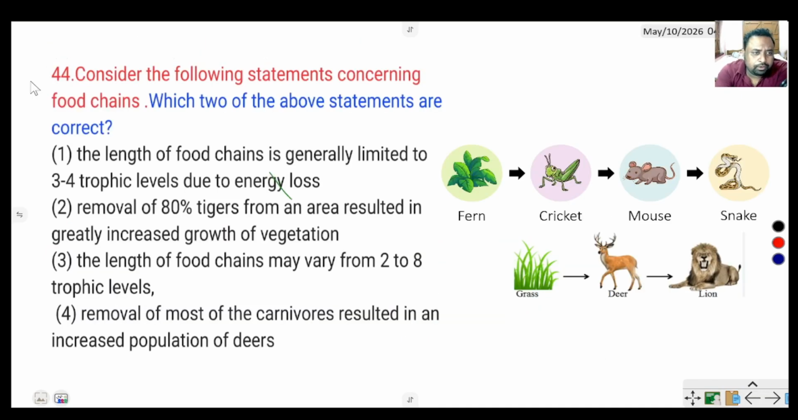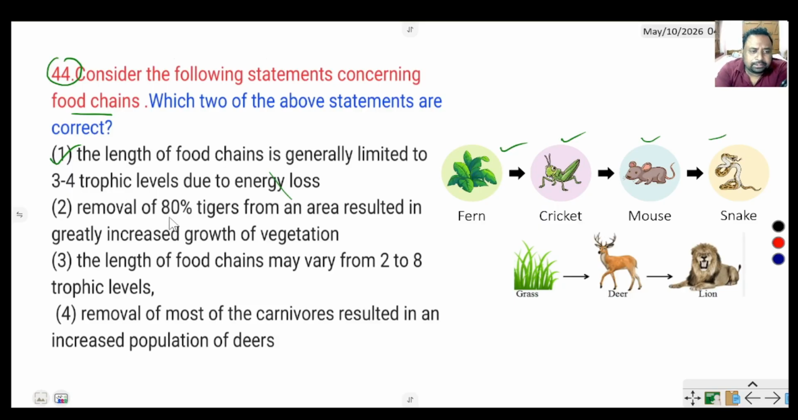Question number 44 says, consider the following statements concerning food chains. Which two of the above statements are correct? The length of food chains is generally limited to 3 to 4 trophic levels due to energy loss. This is the correct option, because one food chain contains 3 to 4 trophic levels. This is one food chain, this is another food chain, but 3 to 4 trophic levels, because in each trophic level a huge amount of energy is lost by respiration.